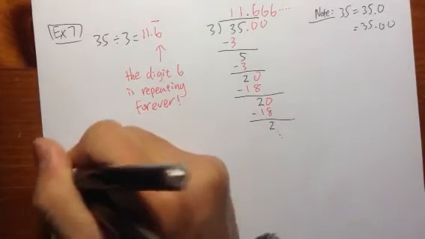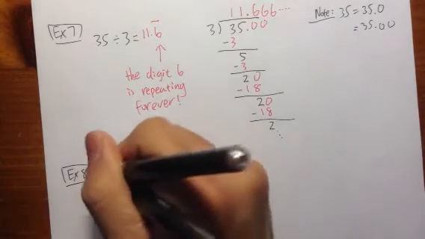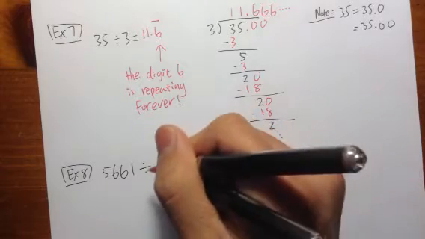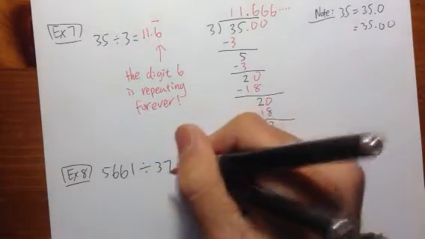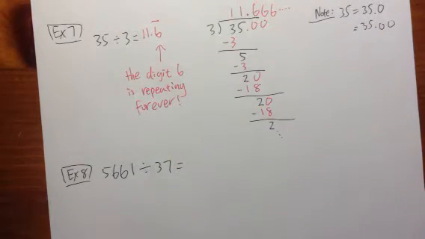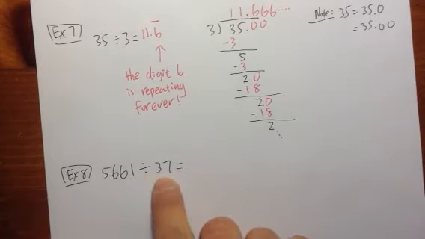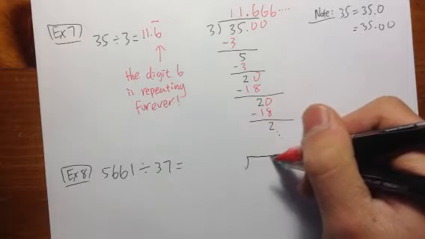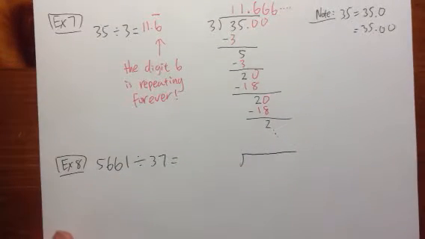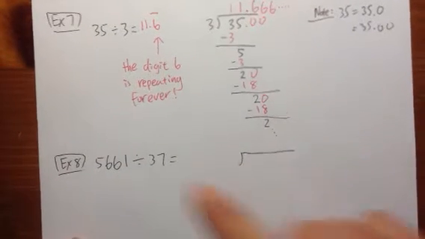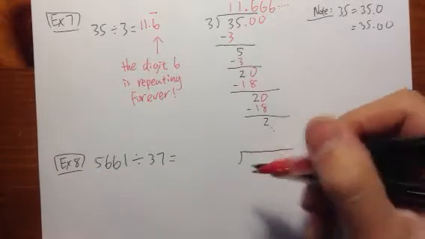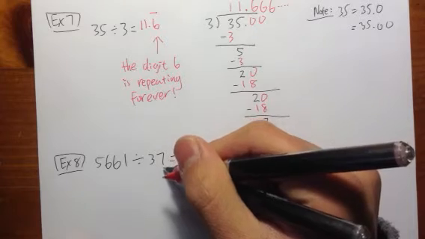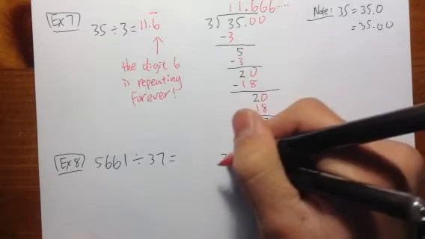Example number 8. I would like to do 5,661 divided by, let's say, 37. Okay, so I have a 4-digit number divided by a 2-digit number. And let's see if we are going to end up with some decimals or not. Again, use a long division. Put the first number inside. 5661. 37, the second number, put it outside.